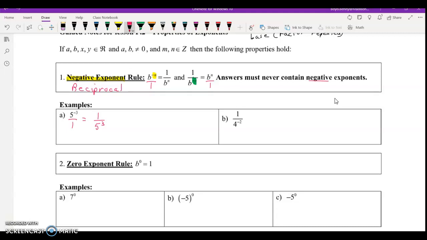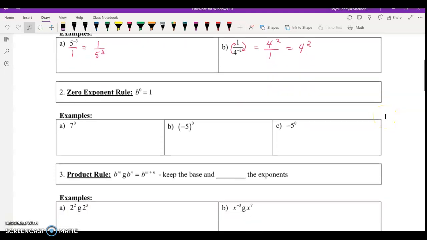Okay? Let's take a look at example B. Notice that the negative exponent is in the denominator, so that tells me that these two are going to switch places. Now, only the negative exponent switches places. So if we put the negative exponent up here and make it positive, we would put a 1 under it. And then, of course, we don't have to write that with a 1 under it. We can write it just as 4 to the 2nd power.